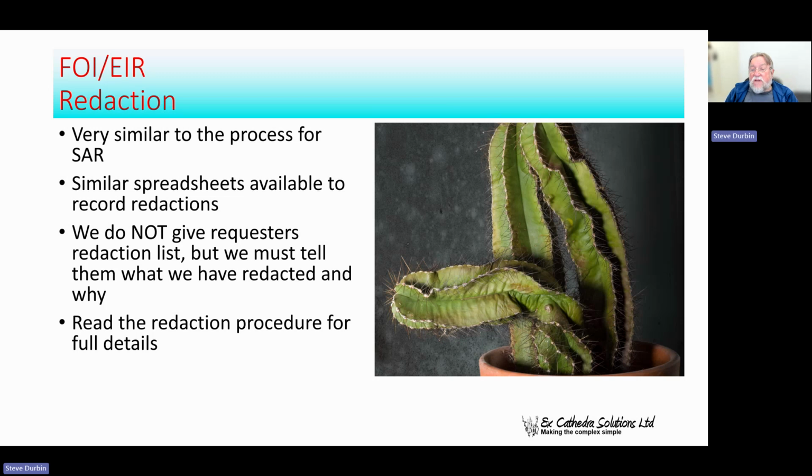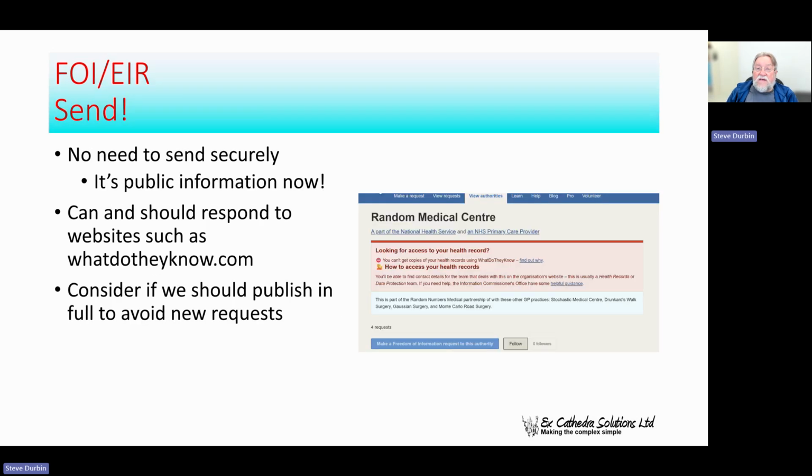So I've got a procedure for this, okay, which is very detailed, goes into it, and I'm very happy to share that with customers if you haven't already got it. So once you've done all that, okay, you can send it. You don't need to send this stuff securely. Why? Because it's now public data.